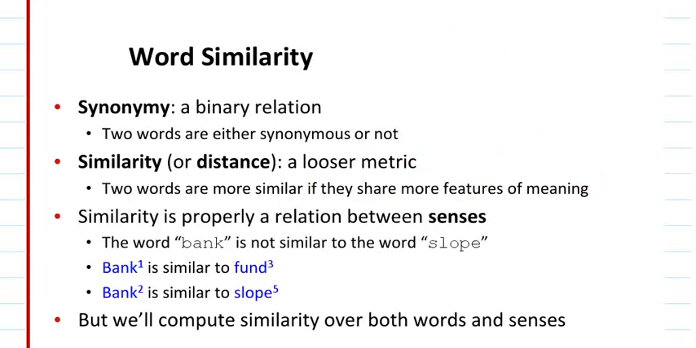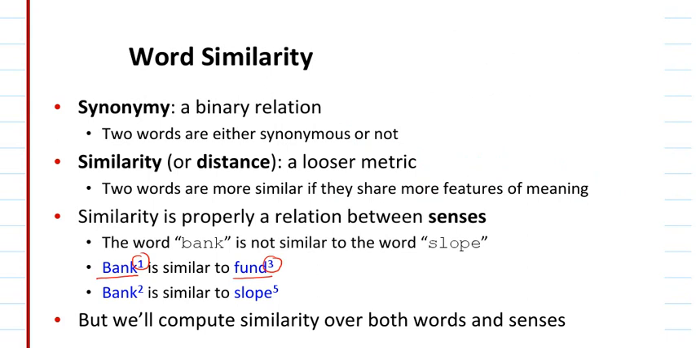So word similarity, we can say that it is actually the relationship between two words, and more specifically it is actually the relationship between two senses, right? So the two words may be synonymous or may not be synonymous, and actually the two words are synonymous in terms of their senses. So as an example, sense 1 of bank is similar to sense 3 of fund, right? Sense 1 of bank is similar to sense 3 of fund.